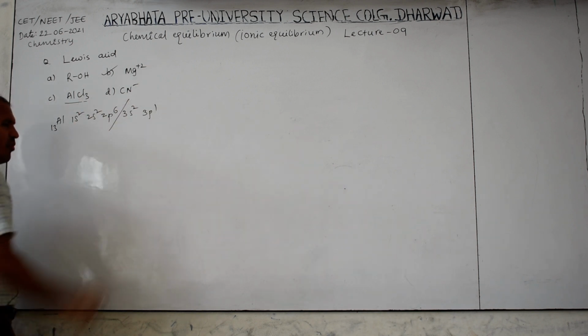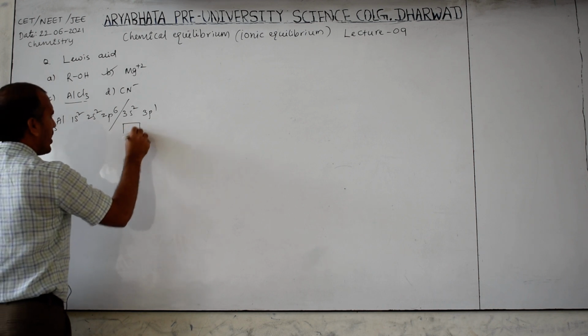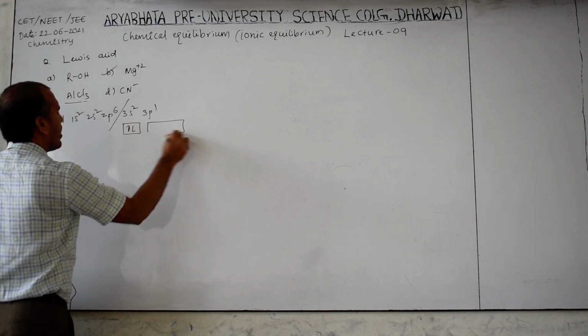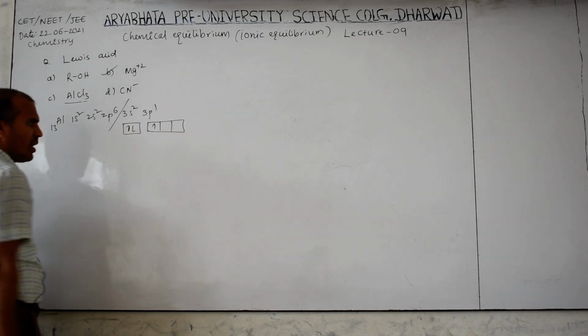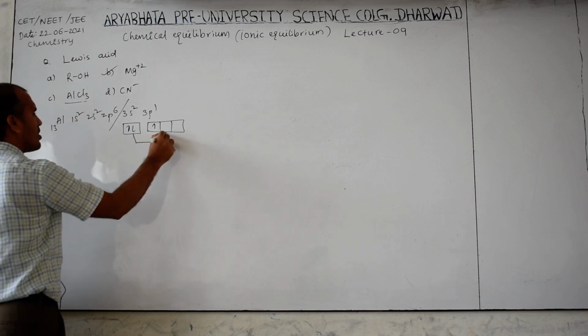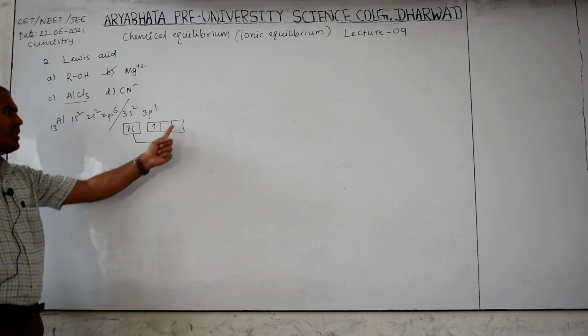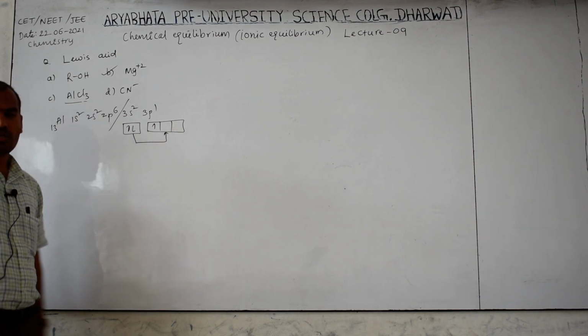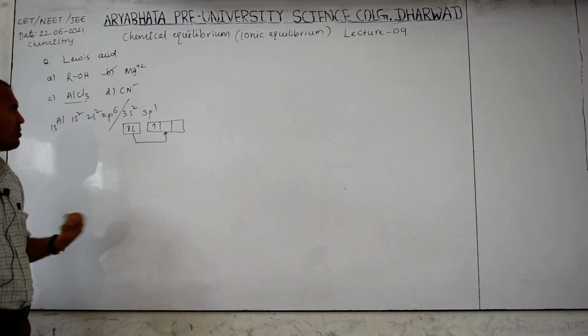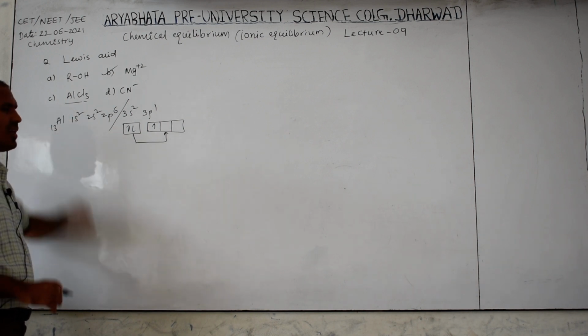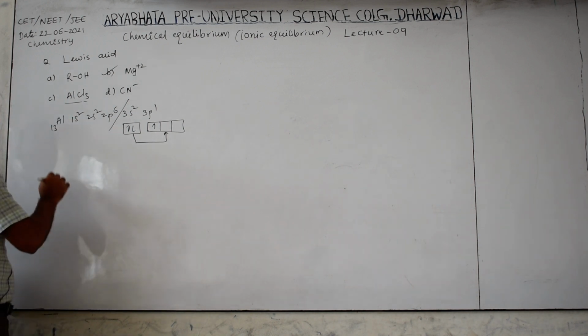Then how many bonds does it form? Three bonds. Here 2 electrons, here 1 electron. In the excited state this electron comes here, giving a total of 3 unpaired electrons, 3 bonds formed, and this orbital is vacant. Therefore it can also accept an electron pair from another species. Therefore this acts as a Lewis acid.